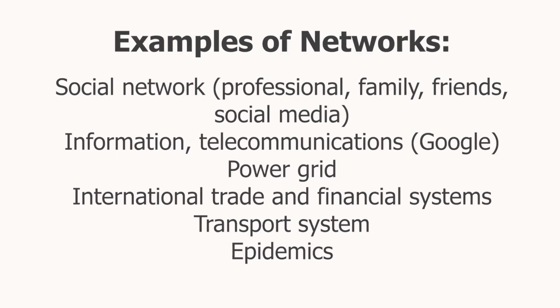Now, examples of such networks include social networks. Many of you will be part of such social networks. There will be family, friends, professional networks, and so on. There are information networks, for example, the internet. There are infrastructure networks like power grid, transport system. There are economic networks like international trade. There are financial systems. And of course, there are other kinds of linkages such as epidemics and pandemics.